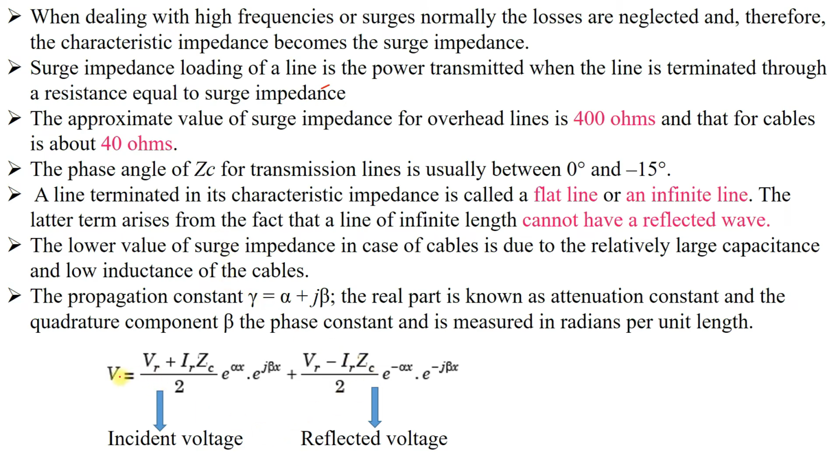So this is the expression for the voltage, this is the incident voltage and this is the reflected voltage. So when the line is terminated with Zc, VR minus IR Zc will be equal to 0, and the voltage will not have any reflected voltage.